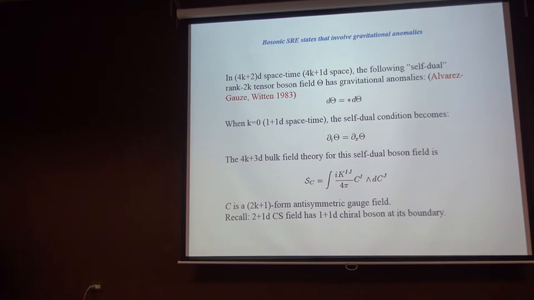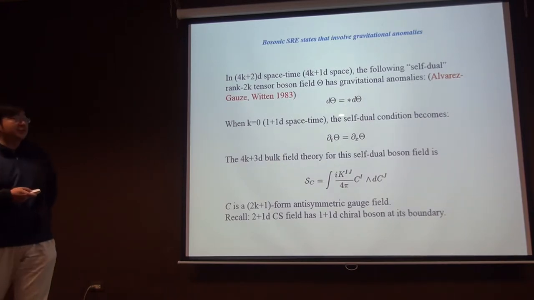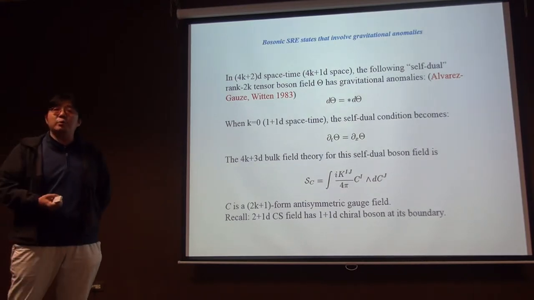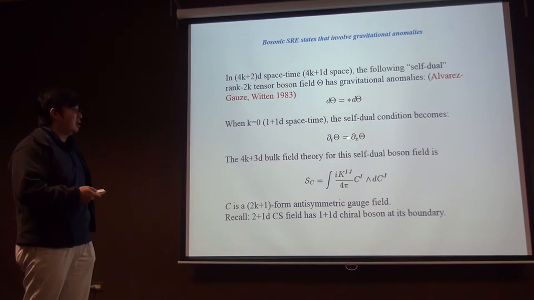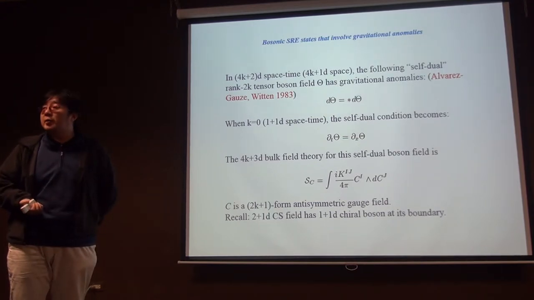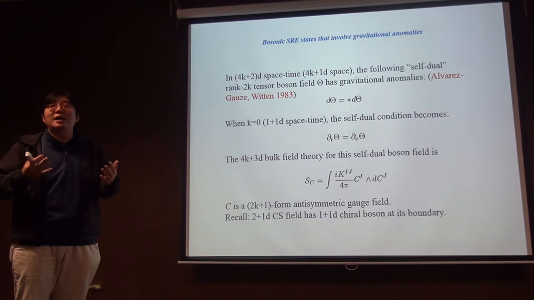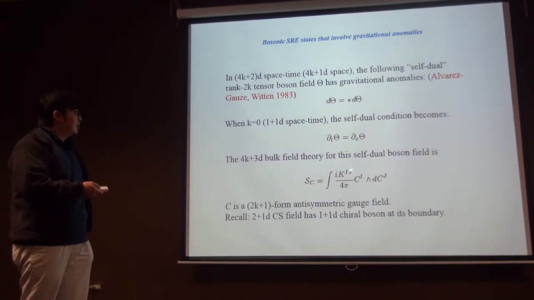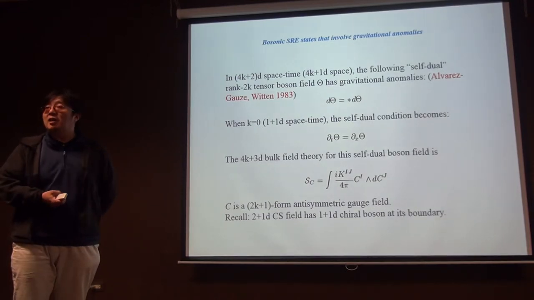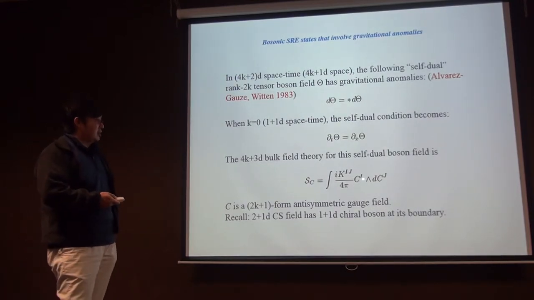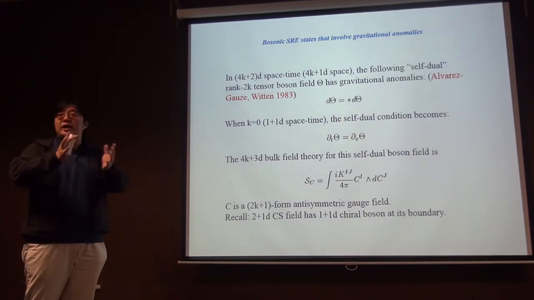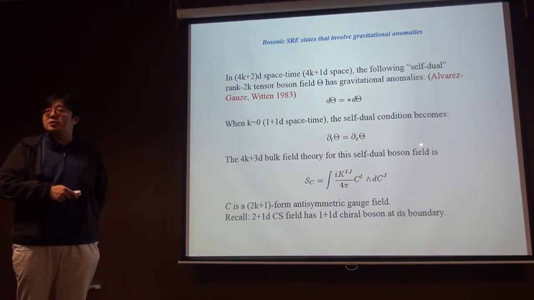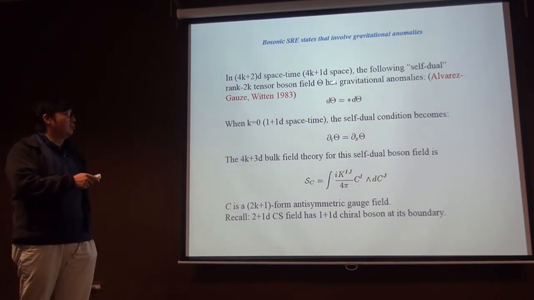So now we need to find a bulk theory for this theory. This is a boundary theory, so we need to find a bulk theory for it. We know that the bulk theory for a 1 plus 1-dimensional chiral boson is a 2 plus 1-dimensional Chern-Simons field theory. Then after a few lines of algebra, you can show that the bulk theory for this theory is this Chern-Simons theory. It's a higher dimensional Chern-Simons, but now this gauge field C will be a higher rank gauge field. It will be a 2k plus 1 form antisymmetric gauge field. This is the Chern-Simons gauge theory, whose boundary will be this self-dual field.